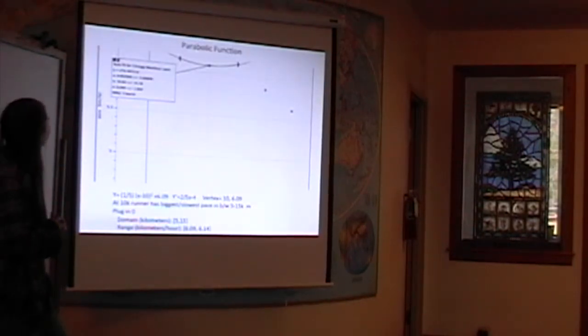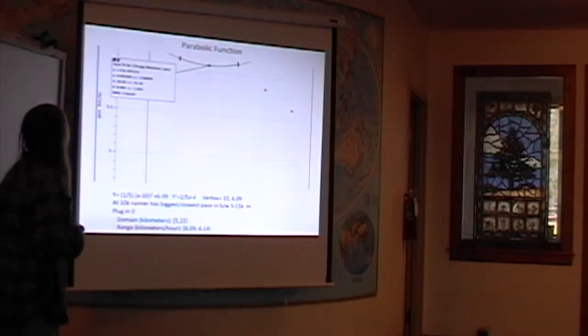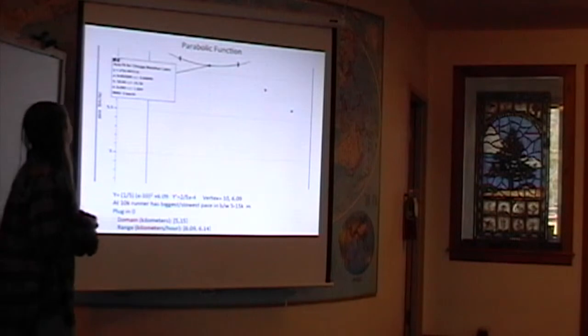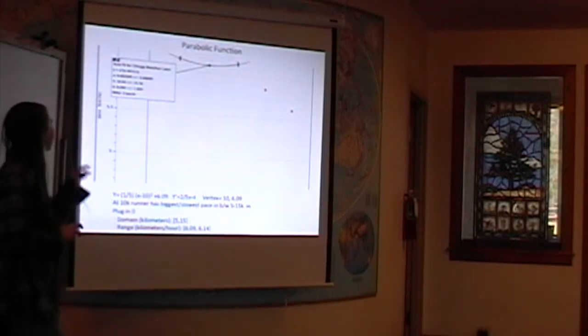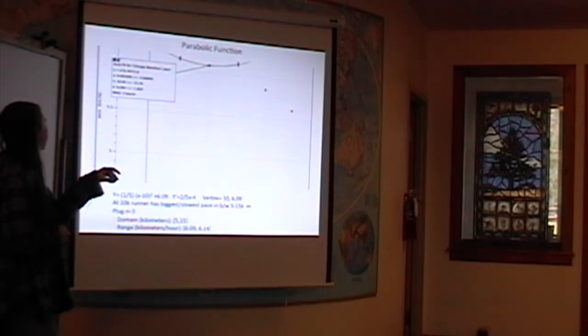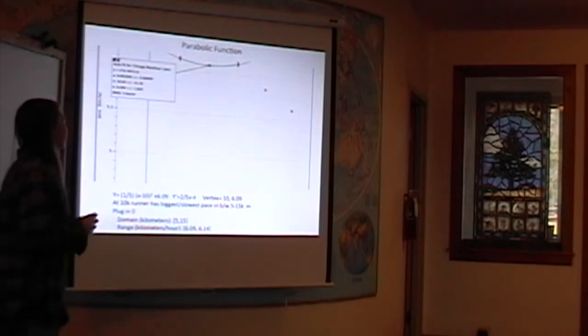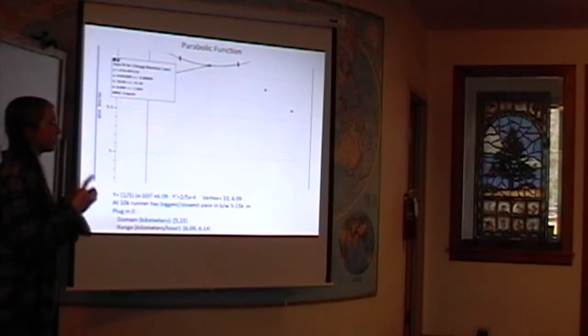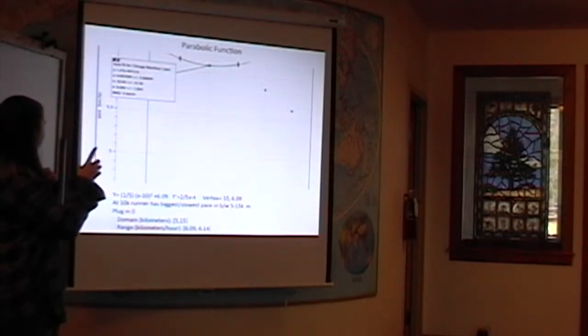Okay, so the first part of the piecewise function was parabolic, and the equation is 1/5 (x minus 10) squared plus 6.09. So that would mean the vertex is at 10 kilometers with a 6.09 kilometers per hour pace. So that would be where they were running the slowest between those 3 points.